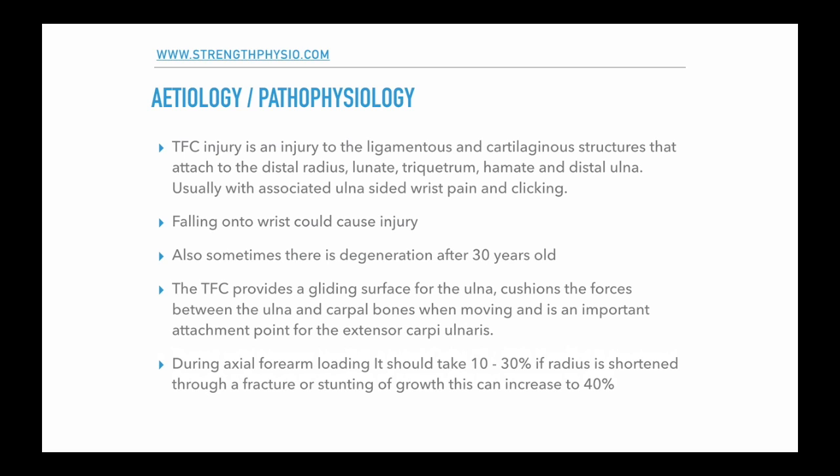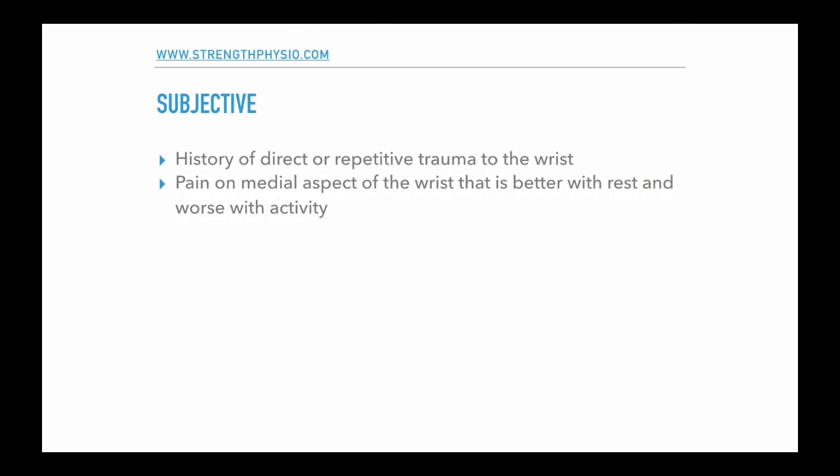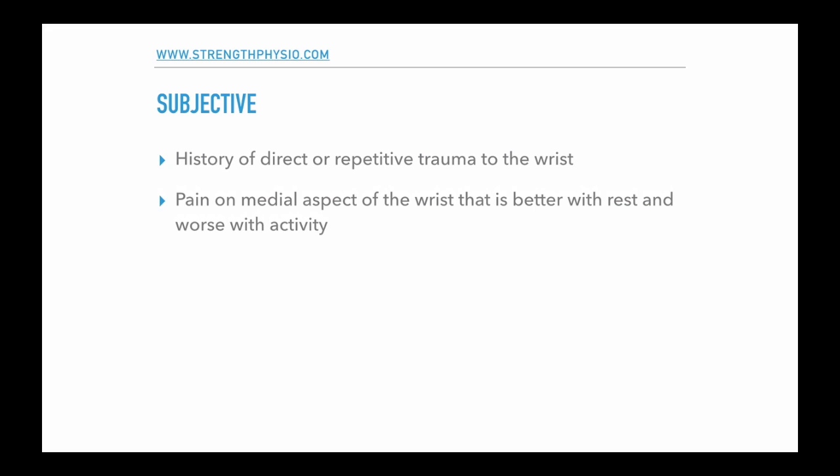So potentially asking patients about their previous injuries, even if it's a long history or a long-ago injury, is definitely relevant in these cases. Subjectively, they could have a history of direct trauma to the wrist, falling on an outstretched hand, or also just repetitive trauma, potentially if they're someone who plays racket sports or someone who's repetitively using their wrist. Generally it's going to be pain on the medial aspect of the wrist, which is better with rest and worse with activity on that ulnar side of the wrist. And obviously, as I said, look out for falling-on-the-outstretched-hand type injuries.